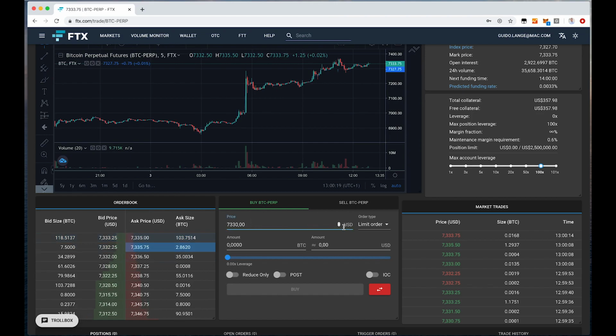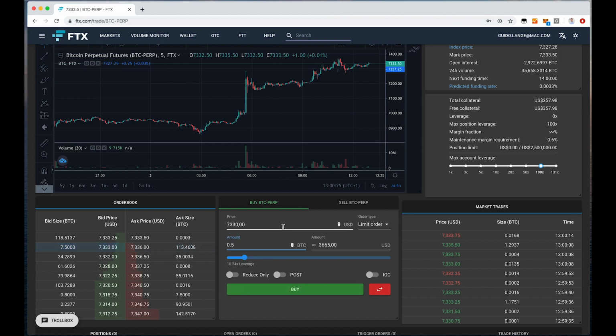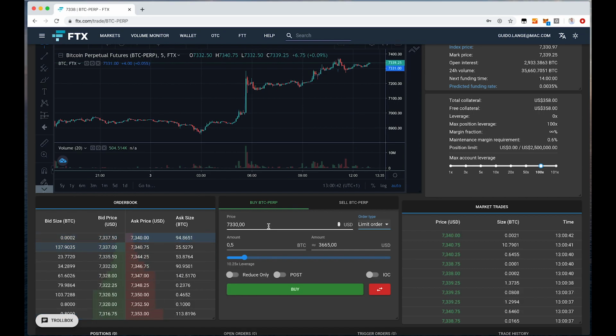So let's say you want to buy either 1 Bitcoin or half a Bitcoin. You can just say, okay, you want to buy half a Bitcoin. You can either do a limit or a market order, and then you could also do later stop market and stop limit and trading stops and so on. However, let's start with a market order or limit order. And a limit order is basically something where you say, okay, you only want to enter that contract for a fixed price.